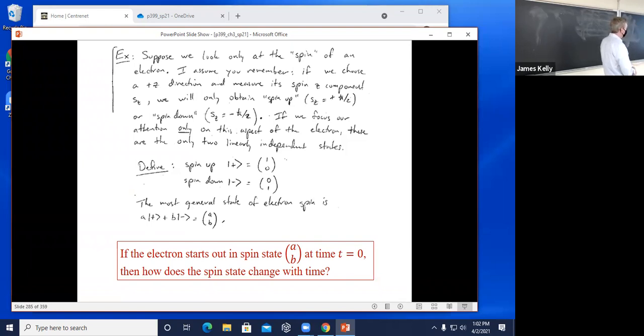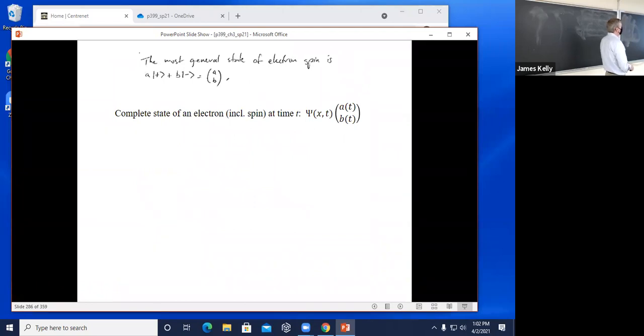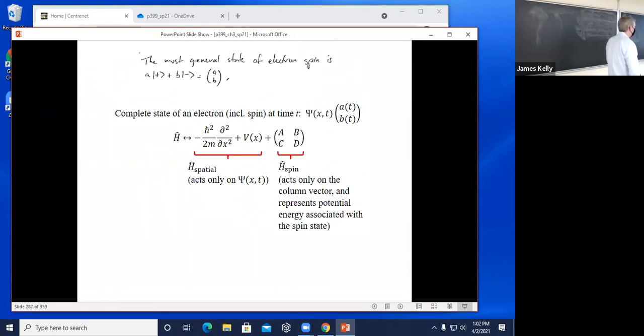Okay, and so I want to go back and make a little discussion now about how do we figure out how things change with time? Well, we know how to do that in the case of the spatial wave function, and we're now generalizing to a case where we're not just keeping track of the spatial wave function, but also the spin state. And so we're going to describe that as a product state where, instead of just writing a spatial wave function, we'll also have a 2-element column vector there. And both of those presumably are going to change with time.